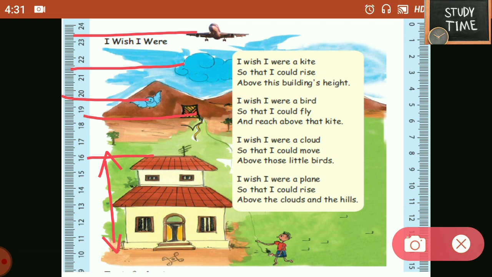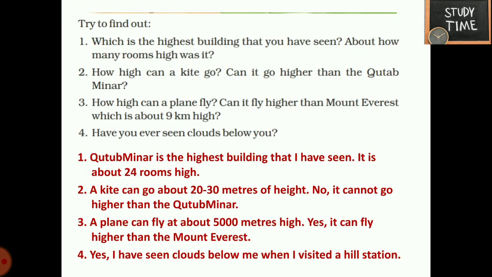Next, which is the highest building you have seen? That you have to write. How many rooms high was it? I have given the Qutub Minar example. You can write your own answer. How high can a kite go? Can it go higher than the Qutub Minar? A kite can go only 20 to 30 meters of height. No, it cannot go higher than the Qutub Minar.